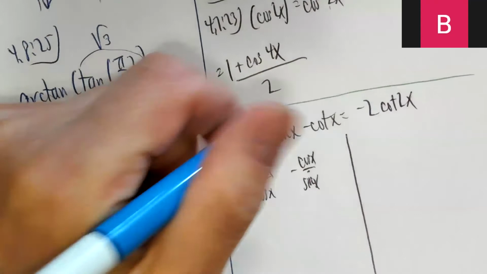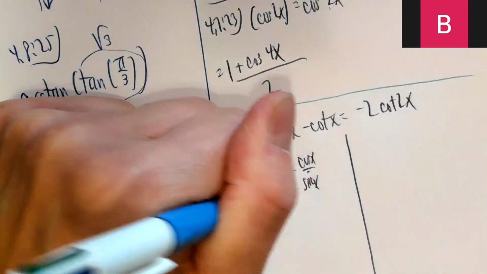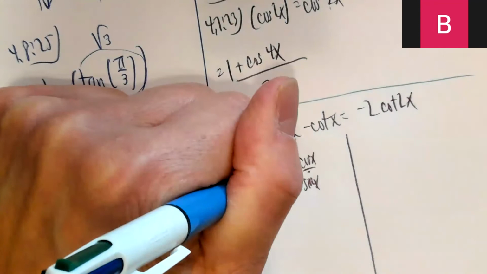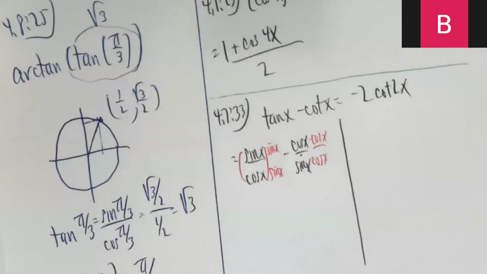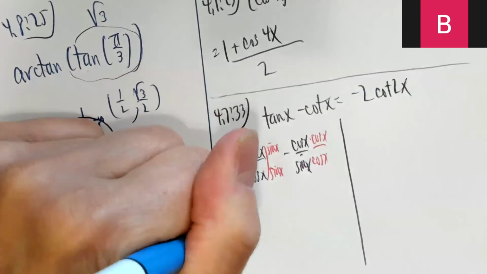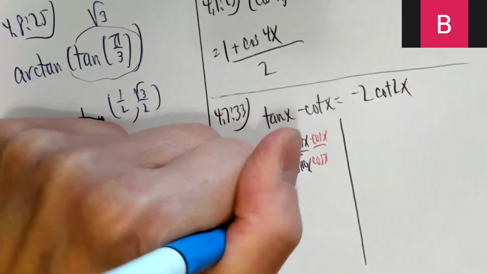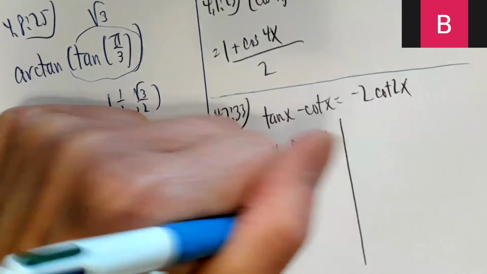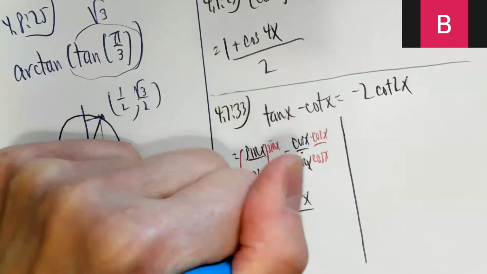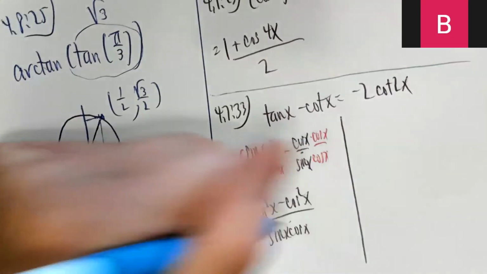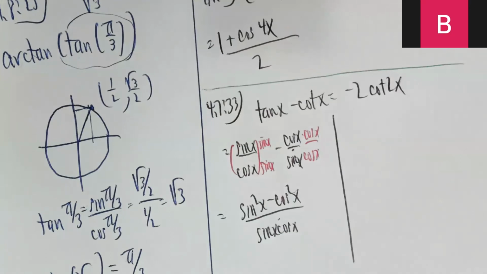Get a common denominator. So sine x times sine x, cosine x times cosine x. So this is sine squared x minus cosine squared x divided by sine x cosine x. Okay.